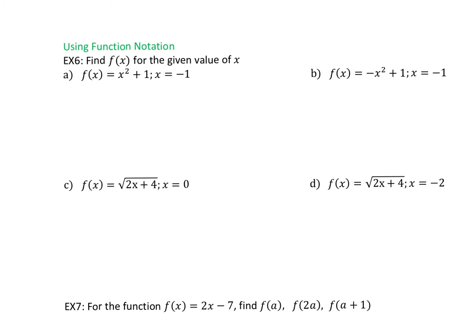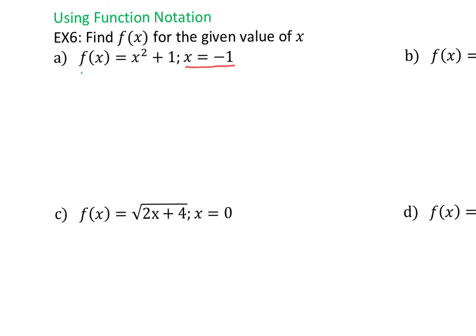Example 6, we have this function, and we want to find f of x for the given value of x. Part A, our f of x is the function x squared plus 1. So what we want to do is evaluate this when x is equal to -1. So think about what this function notation means. It's just a substitution, I'm going to put something in for x. And then for this particular function, we're going to take whatever that is and square it, and then add 1 to it.